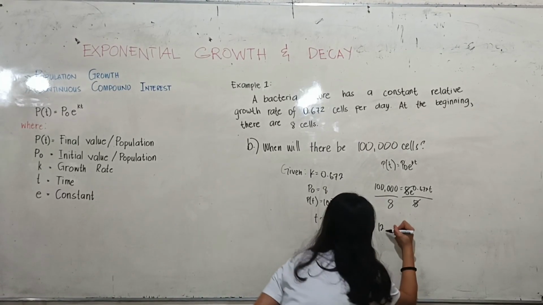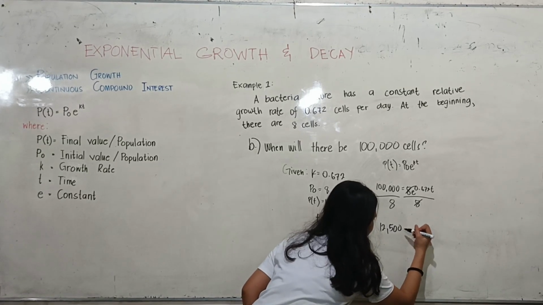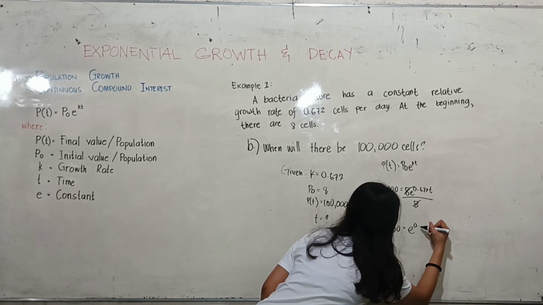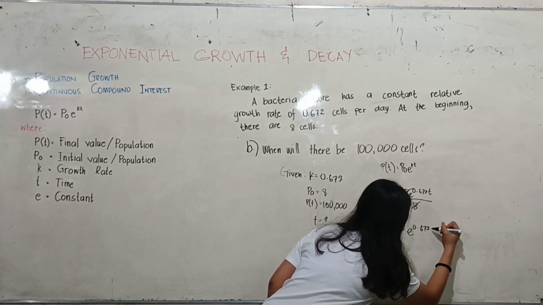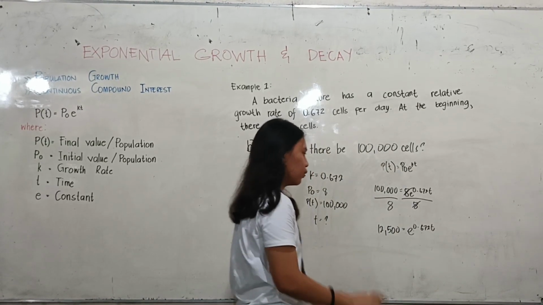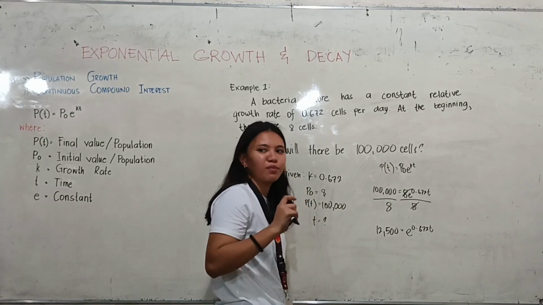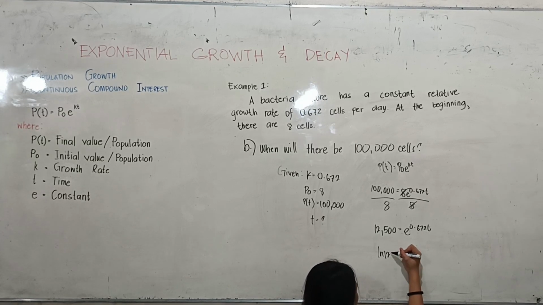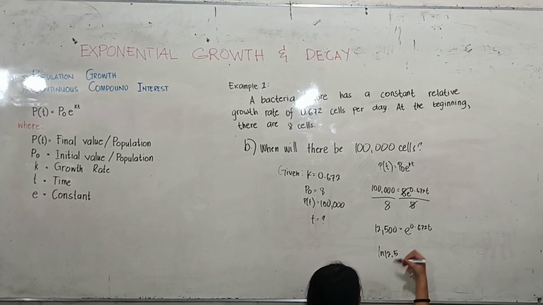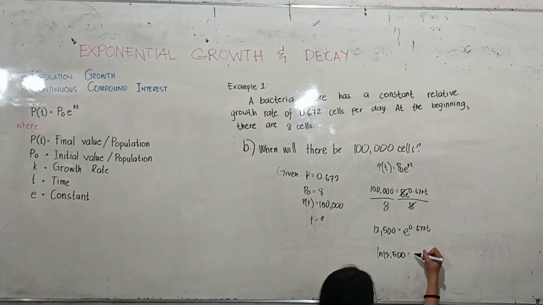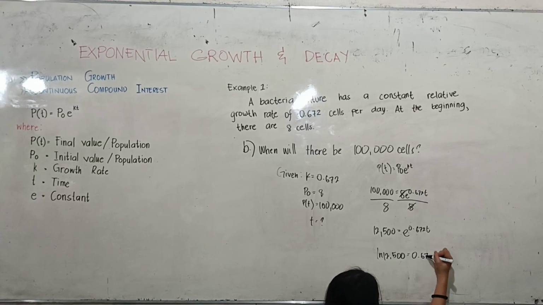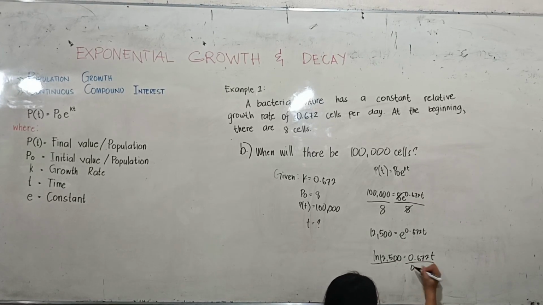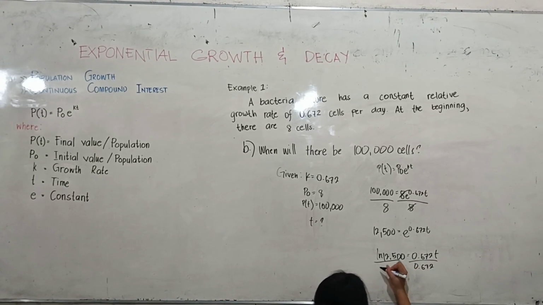so we have 12,500 is equal to e raised to 0.672 times time. So we have to apply the natural logarithmic method. So ln 12,500 equals 0.672 times time, divide both sides by 0.672.